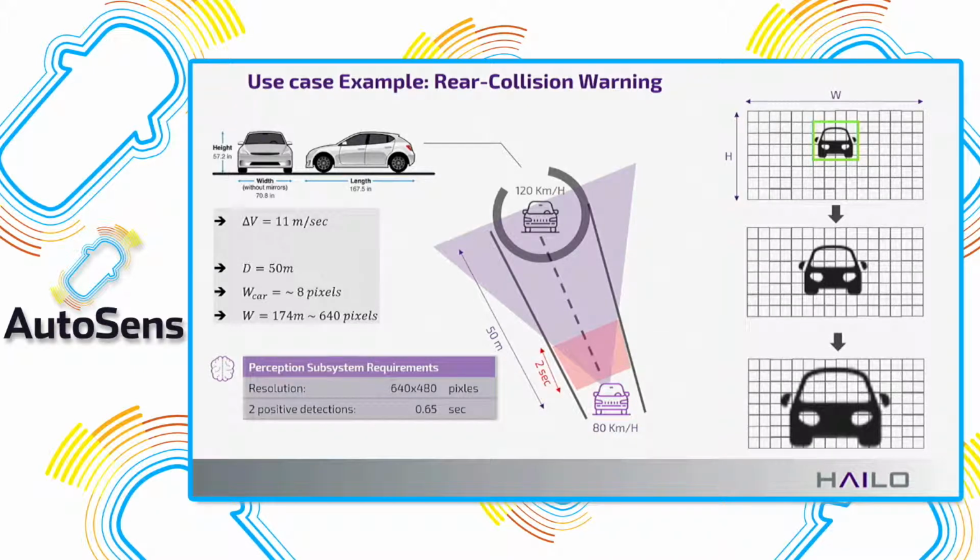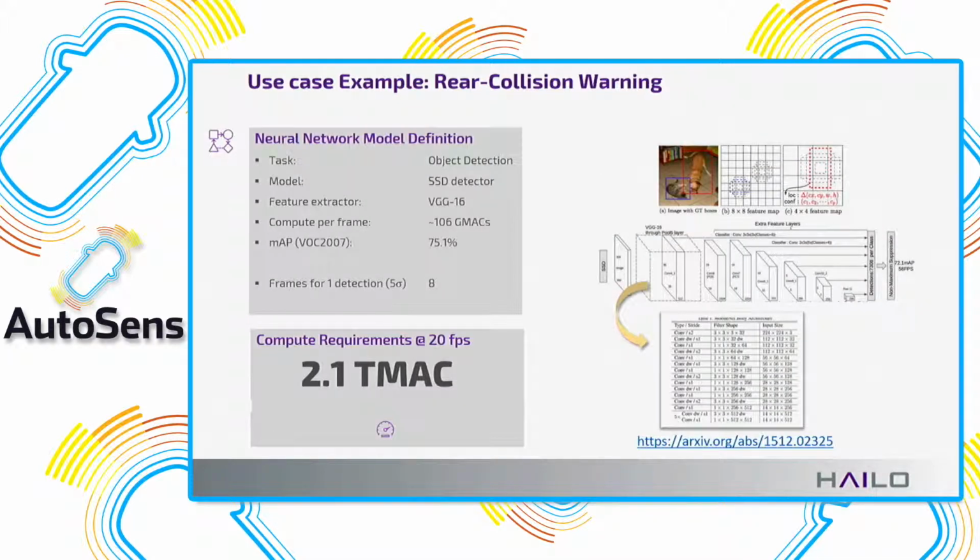It needs to detect the speed of a car coming from 50 meters behind within something like sub-second, and within that period, it needs to positively detect the car 2 times. It's a very simple and straightforward use case. A typical network that performs this, I think it was presented in the last talk in this room, would be an SSD detector, a single-shot detector, taking this straight from the published article.